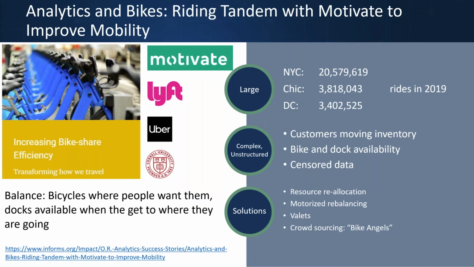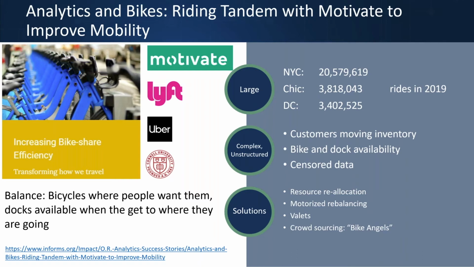In 2019, there was almost 30 million rides taken between New York City, Chicago, and Washington, D.C. Very complex. If you look at this kind of as an inventory management problem, but the customers are moving the inventory around all the time. We have this problem of managing both the bike availability and the dock availability. So there's two parts of this that's being managed. And there's a component of sensor data here.